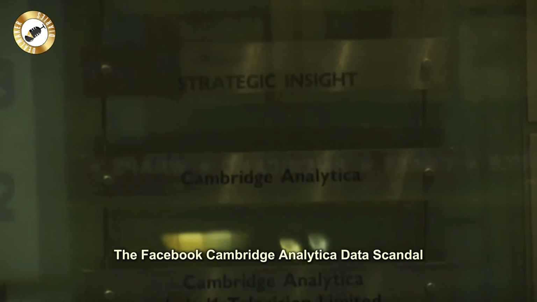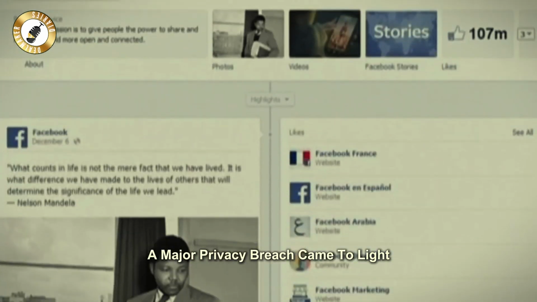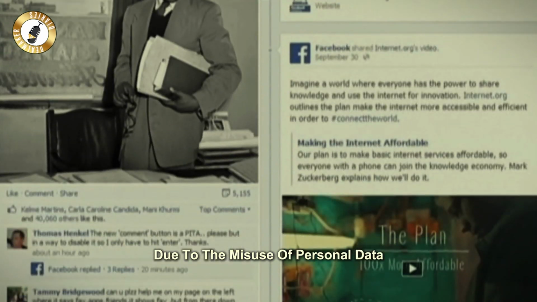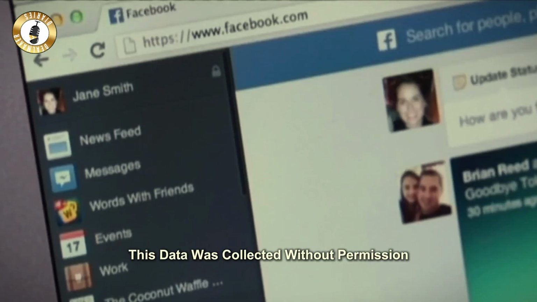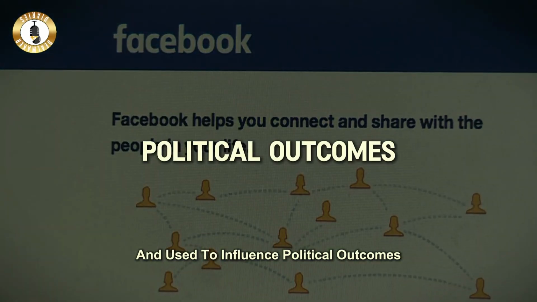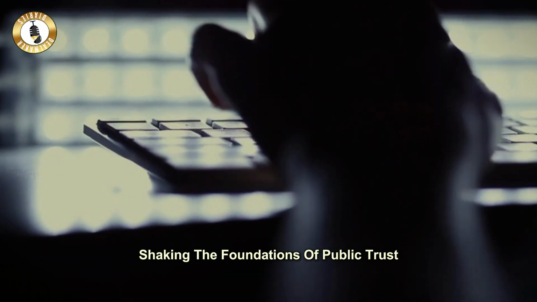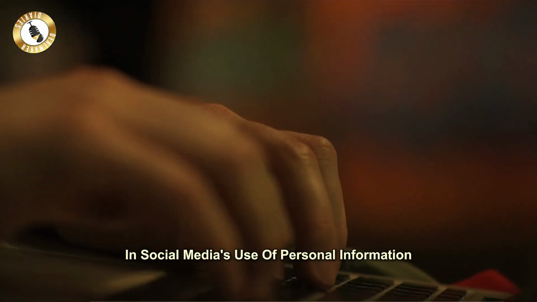The Facebook Cambridge Analytica data scandal, a major privacy breach, came to light due to the misuse of personal data from millions of Facebook users. This data was collected without permission and used to influence political outcomes, shaking the foundations of public trust in social media's use of personal information.